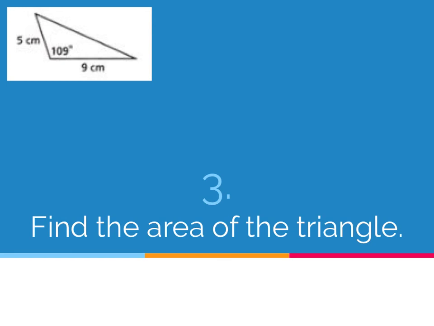Here's our last example. Again, find the area of the triangle. Our formula, area equals 1/2 a times b times sine of C. Substitute what we have. a, I'm going to call 9. b will be the other side length of 5. Sine of our angle. Remember, the angle has to be between the two side lengths. So 109. Plug this into your calculator. 1/2 times 9 times 5 times sine of 109. And we get 21.3 when it's rounded to the nearest tenth.